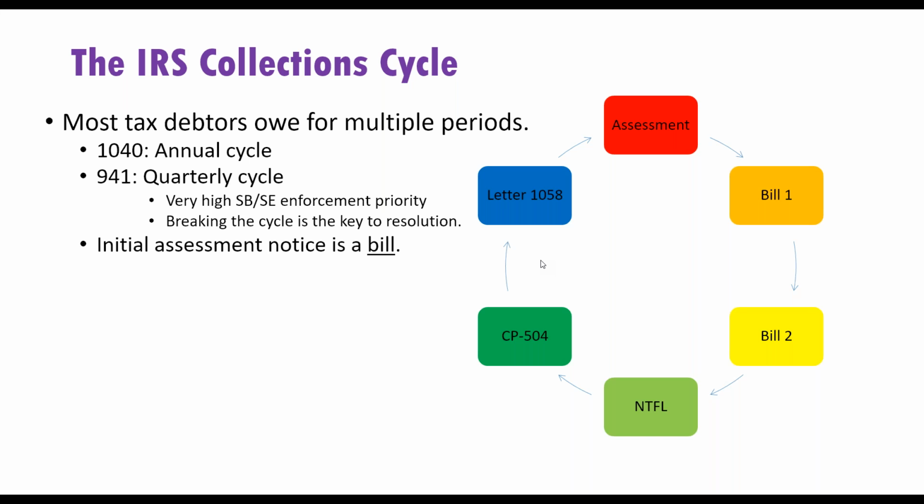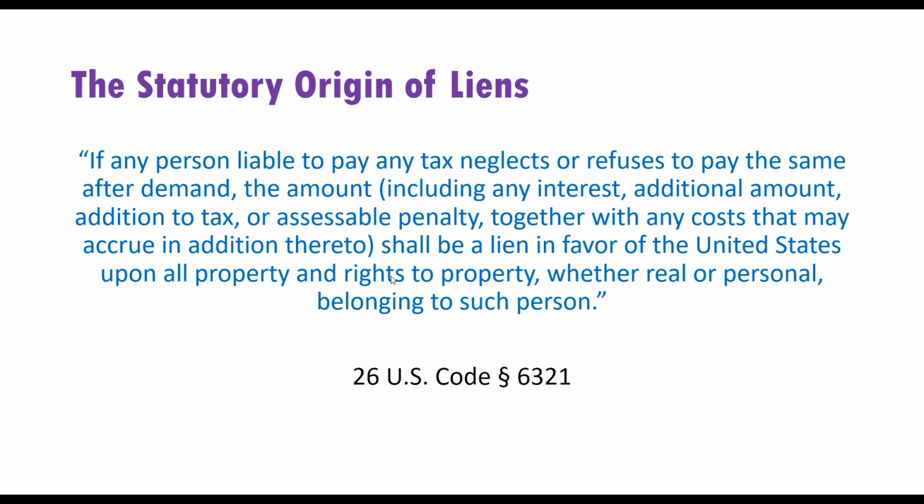And they're on a quarterly cycle. So you'll notice that this cycle right here lasts about 4 months. 941s run on a 3-month cycle. And so for a 941 debtor that continues to accrue a tax liability, they are forever in this endless vicious loop of this cycle. So the key to resolution is breaking this cycle, especially on the 941 side, where it comes up so frequently throughout the year.